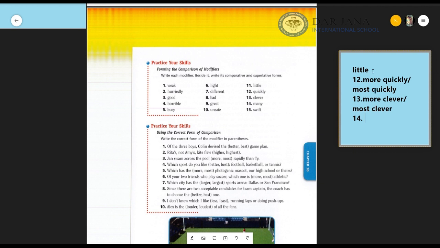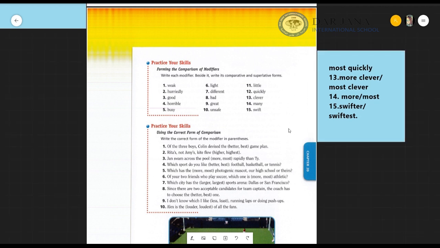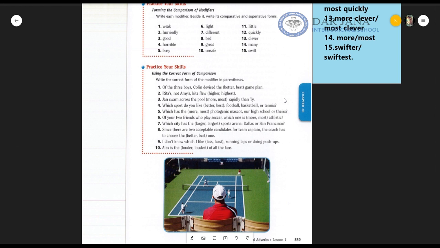14. Many, it's irregular, so it's going to be more and most. 15. Swift is a one-syllable modifier, so it's going to be swifter and swiftest. So this is pretty much practice your skills forming the comparison of modifiers. If we move on to the second one, we have to circle the best modifier in parentheses to convey the meaning.